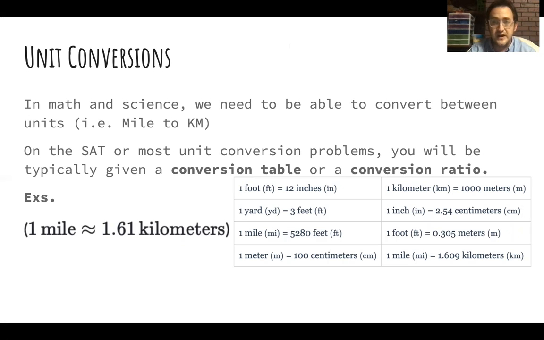Fortunately, most of the time you will see that the conversion factors will be given to you in the form of a conversion ratio. So for instance, we have 1 mile equals 1.61 kilometers, or on the Delta Math, you'll actually see on the unit conversion problems all sorts of conversions that are provided for you that you will strategically choose.